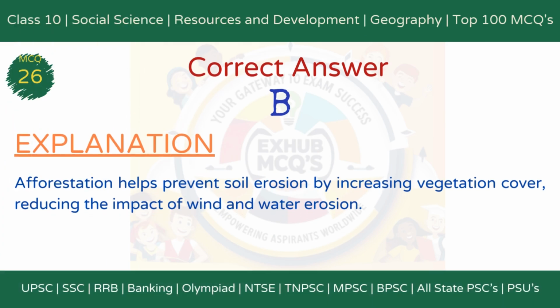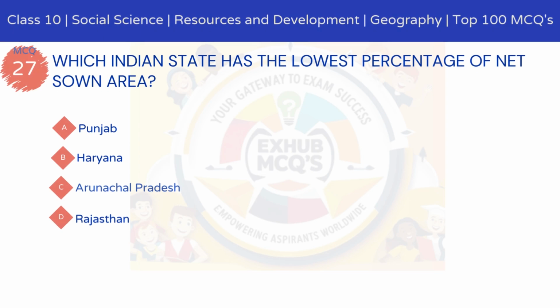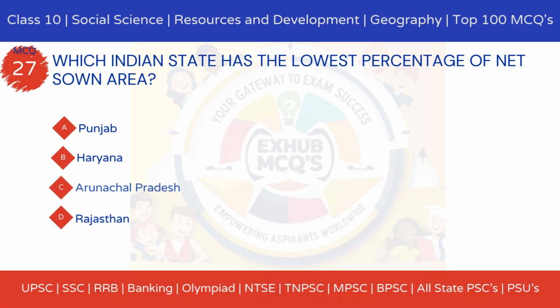The correct answer is option B, prevent soil erosion. Explanation: Afforestation helps prevent soil erosion by increasing vegetation cover, reducing the impact of wind and water erosion. MCQ27. Which Indian state has the lowest percentage of net sown area?